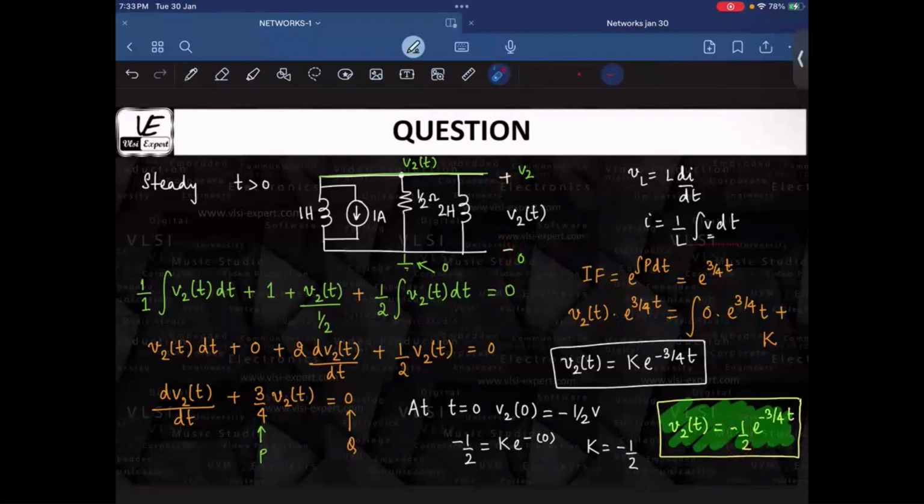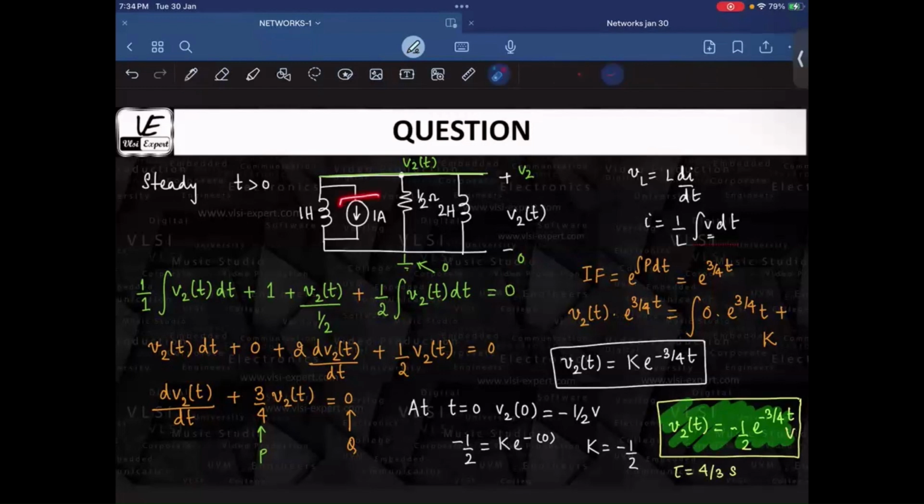So what is happening here? V2 is initially minus half and then it is exponentially decreasing. Okay, what is the time constant in this case? Do you understand what is the time constant? 4 by 3. 4 by 3, correct. So in this case, the time constant is 4/3 seconds. It's exponentially decreasing, and it starts with an initial value of minus 0.5 volts.